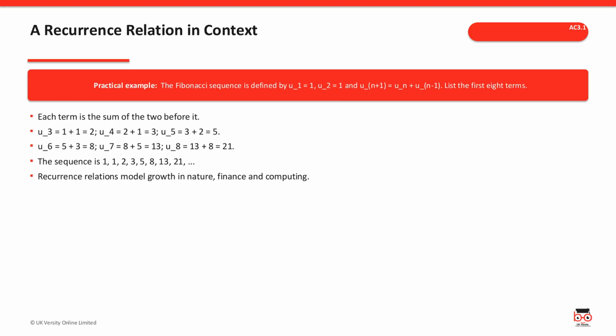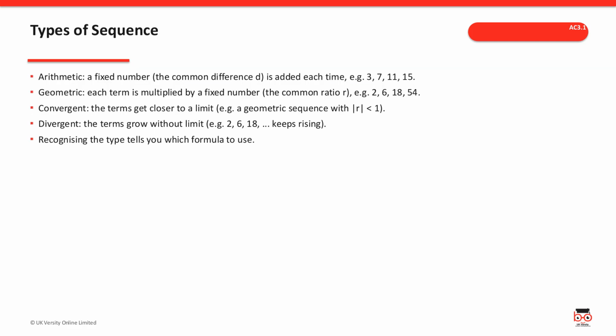Here's a famous one, the Fibonacci sequence, defined by u sub 1 and u sub 2 both equal to 1, with each new term the sum of the two before it. So the third term is 1 plus 1, which is 2. The fourth is 2 plus 1, which is 3, then 5, then 8. Carrying on gives 1, 1, 2, 3, 5, 8, 13, 21, a pattern that turns up everywhere from sunflower heads to financial modelling. Let's name the main families.